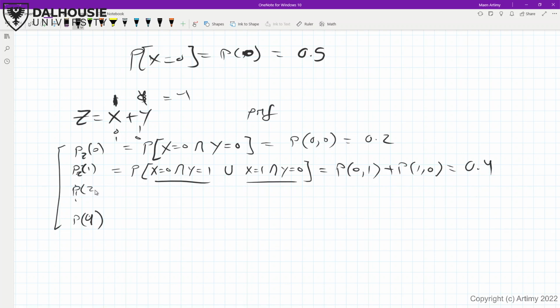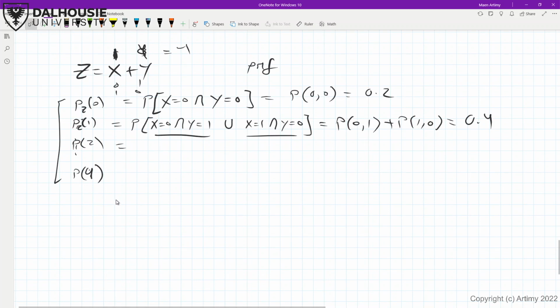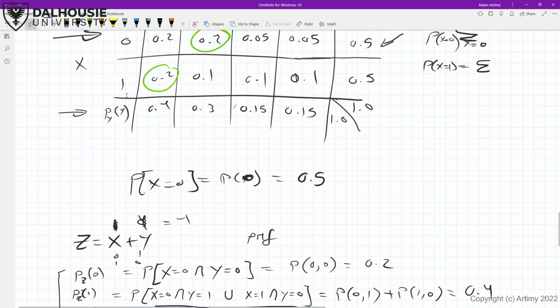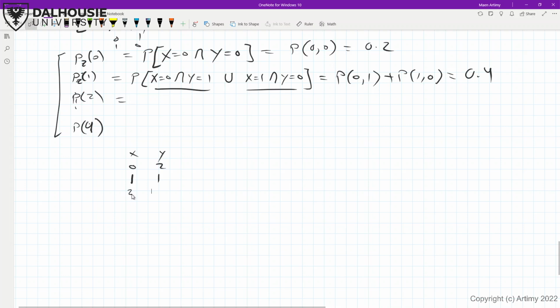How about P2? Now, rather than writing the whole thing down, remember P2 means that it can happen if x is 0 and y is 2. It can happen if x is 1 and y is 1. And that's it. Why? Because x cannot be 2. We don't have a situation where x equals 2 and y equals 0. So that's the two cases that we have.